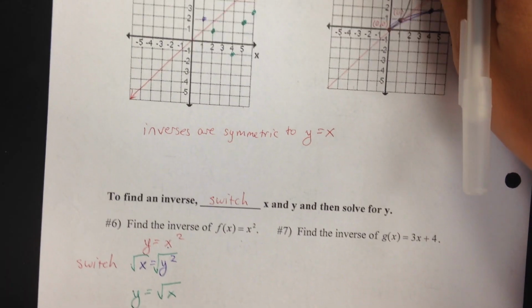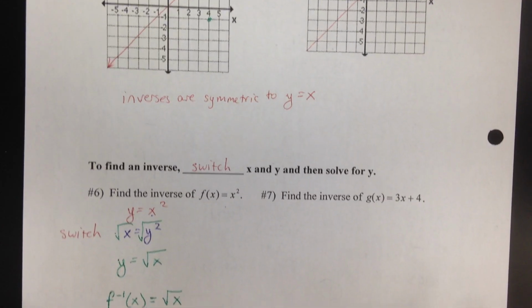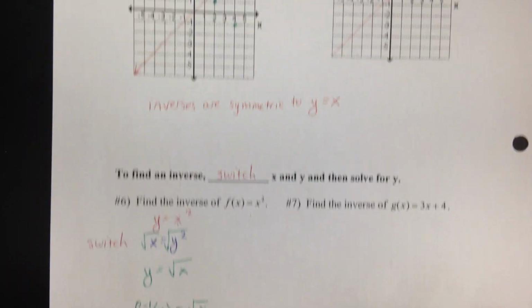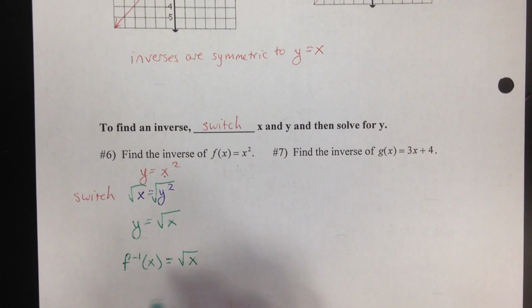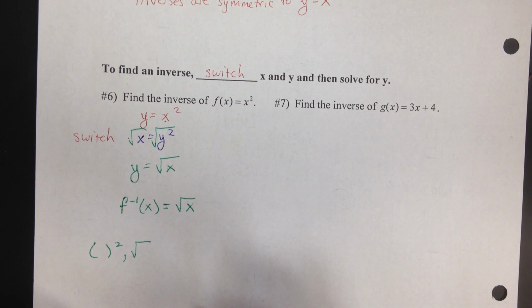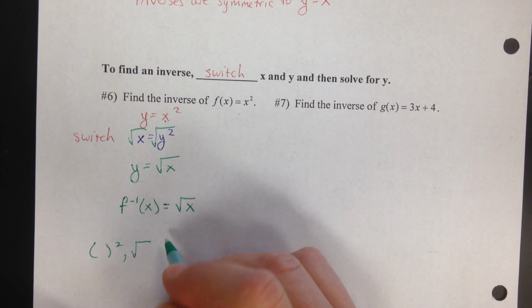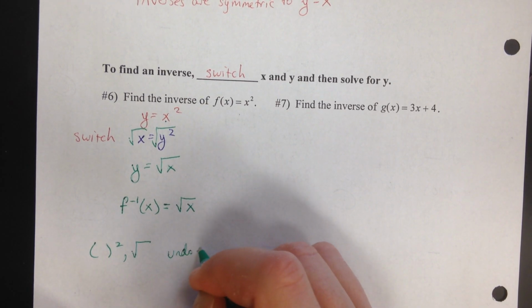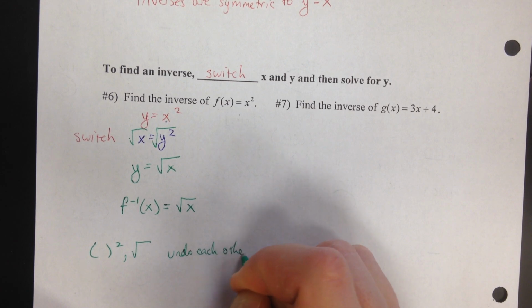Now remember that the idea of inverses is that they undo each other. If I square a number, but then I square root it, I go right back to where I started from. So inverses undo each other.